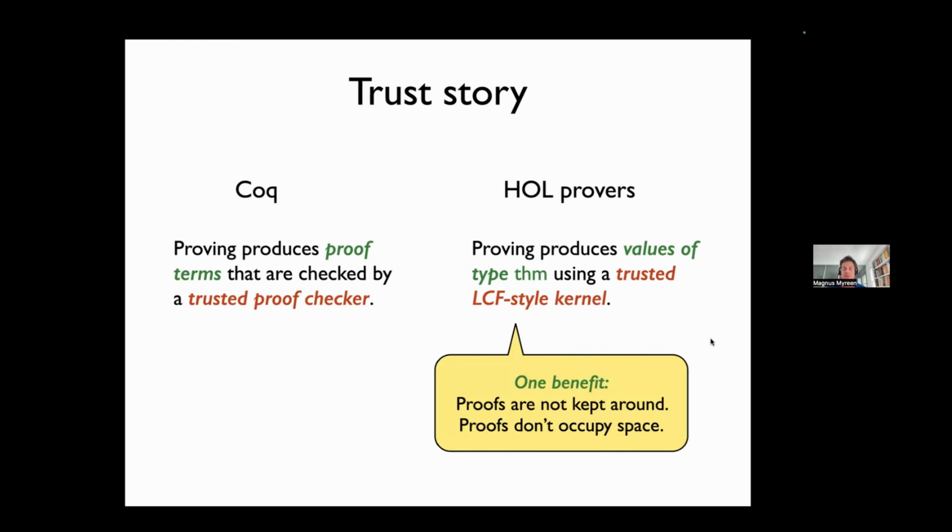So, I mean, it's garbage collected like any other value in ML or OCaml if you're using HOL Light. So you might say, oh, well, this doesn't matter anymore. When LCF was designed, in the 70s, memory was very limited. But nowadays, we have tons of memory.